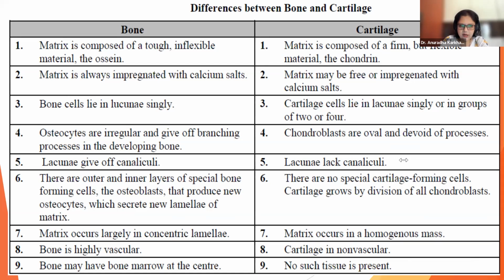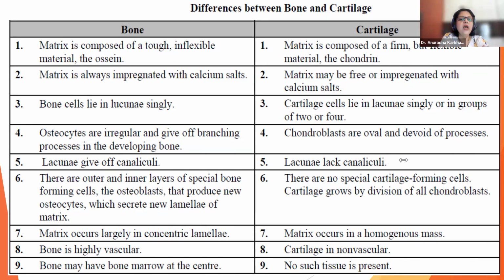Osteocytes are irregular and give off branching processes in the developing bone. Chondroblasts are oval and devoid of processes. So osteocytes are star shaped and give out processes, which we have already seen, but still I'll revise it. Chondrocytes remain circular, spherical. Lacunae of bone give off canaliculi. Lacunae of cartilage lack canaliculi. Canaliculi are thin hair-like processes coming out of the cell.